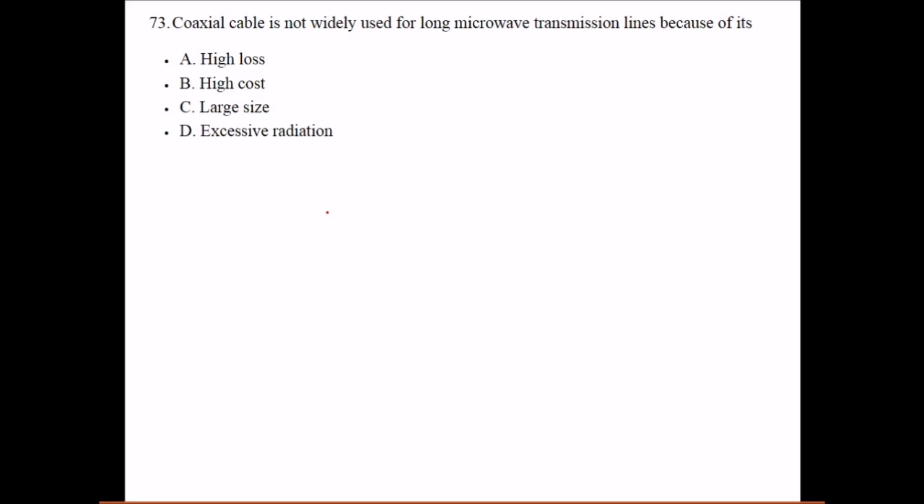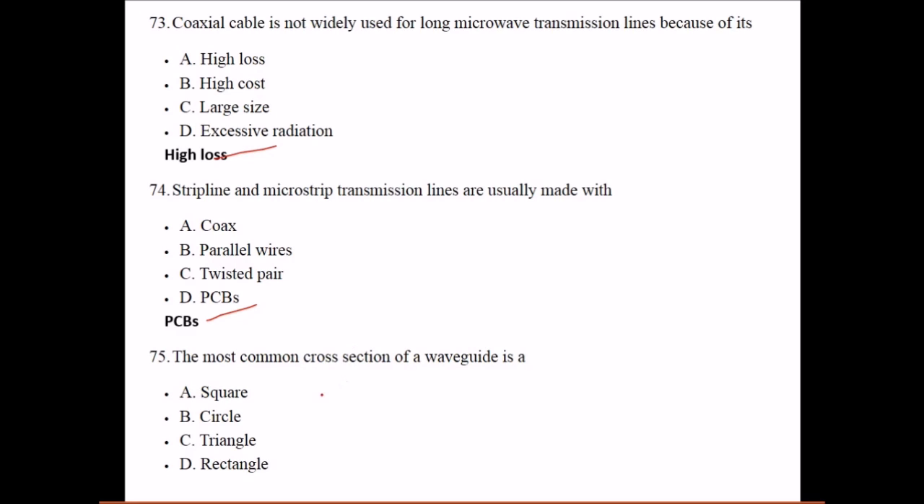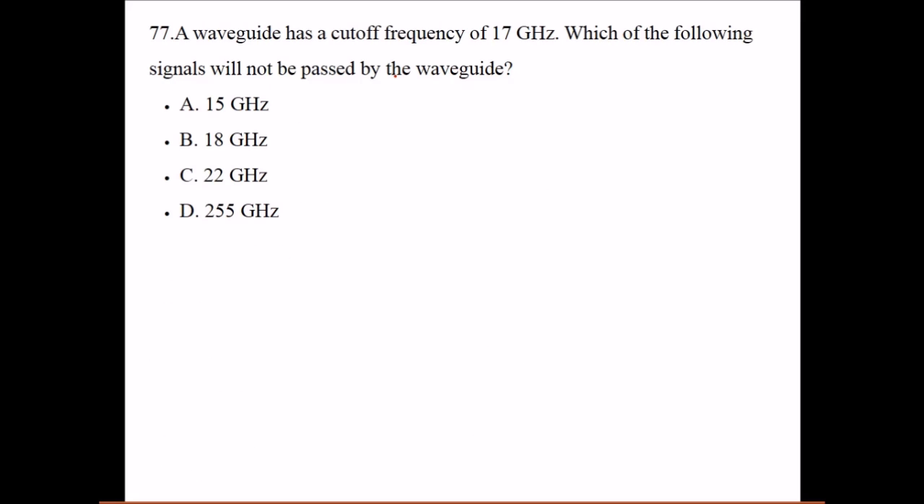Okay, coaxial cable is not widely used for long microwave transmission line because of high losses in coaxial cable. And strip line and microstrip transmission lines are made with PCBs. The most common cross section of waveguide is rectangle. The waveguide has a cutoff frequency of 17 gigahertz. Which of the following signals will not be passed by waveguide? It's very easy because the cutoff frequency is 17 gigahertz. 15 is less than that. Others will pass.